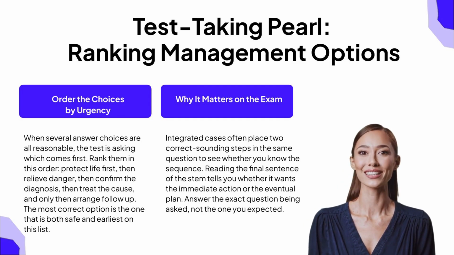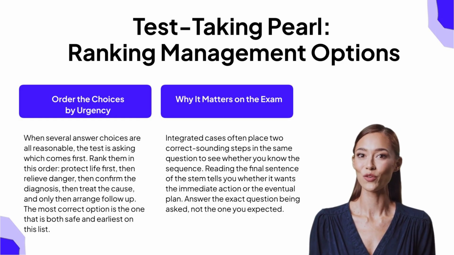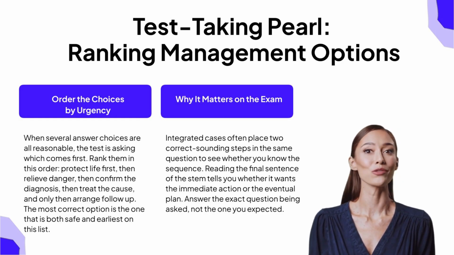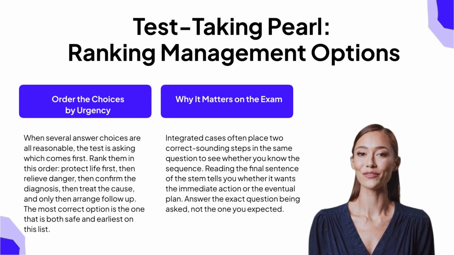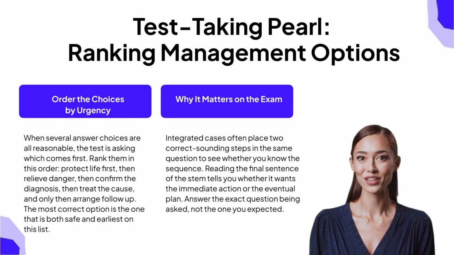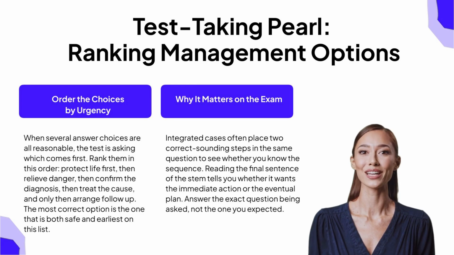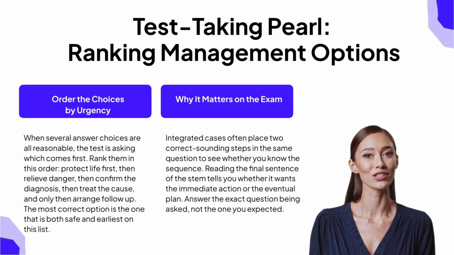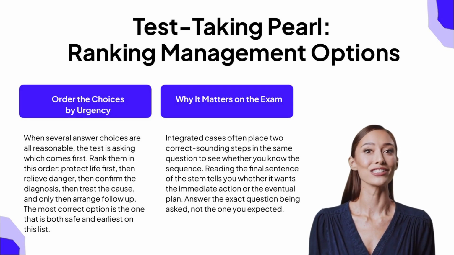Here is a critical test-taking pearl for integrated cases: how to rank management options when more than one choice looks correct. When several answers are all reasonable, the question is really asking which one comes first. Rank them in this order. Protect life first, then relieve immediate danger, then confirm the diagnosis, then treat the underlying cause, and only then arrange follow-up. The most correct option is the one that is both safe and earliest on that list.